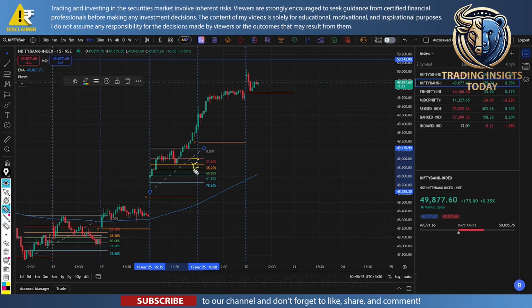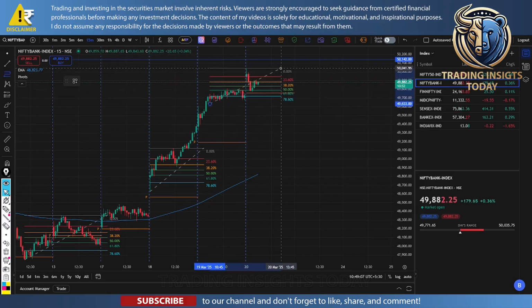Strategy 2, Fibonacci confluence trading. Combine Fibonacci with trend lines, support/resistance, and moving averages. If multiple indicators align at a Fibonacci level, it increases the probability of a strong move. Strategy 3, breakout and retest strategy. If the price breaks a key Fibonacci level, wait for a retest before entering a trade. Use this with trend continuation patterns like flags and pennants.